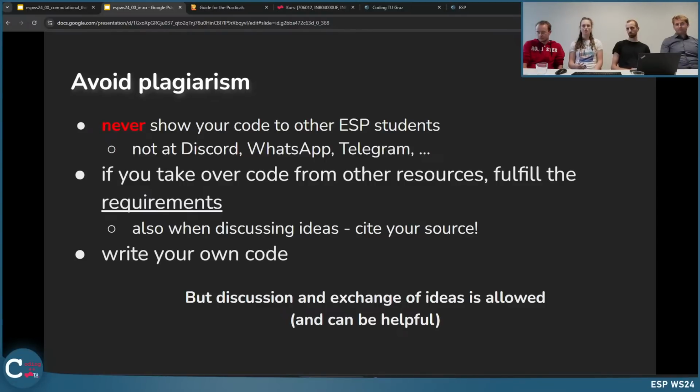And also when a tutor helps you, you don't need to cite this. But if you help another student or another student helps you, then please cite the section where you tackled a problem together, so we know that if there are similarities. So yeah, we know that this is always a very controversial topic, but we have to continue now.